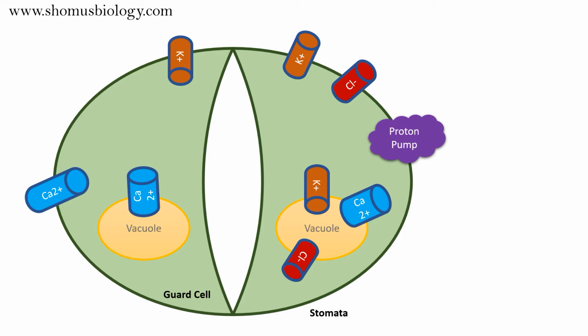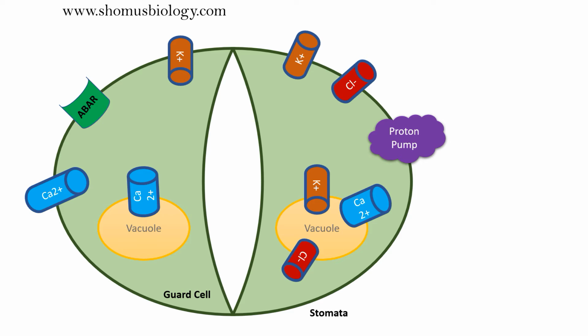Apart from that, there is a proton pump present in the guard cell membrane that usually pumps protons, H+, from the guard cell to the outside of the cell. And these potassium transporters are of two types, influx as well as efflux. Influx takes potassium inside, efflux takes potassium outside. But the chloride channels that we find in the surface of the guard cell membrane are export channels only. And the most important thing is the abscisic acid receptor that is found on the surface of this guard cell.